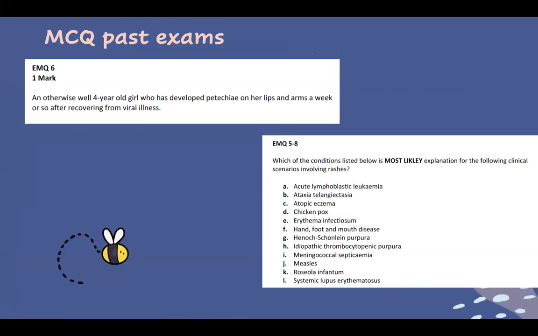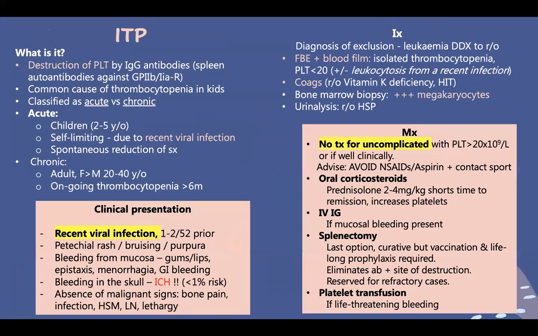So an otherwise well 4-year-old girl has petechiae on her lips, recovering from a viral illness. So this is ITP, very common. It's called idiopathic thrombocytopenic purpura because they don't really know what causes it. They speculate it's spleen autoantibodies against a specific group, but they don't actually know which autoantibodies cause it. So they've changed the name from immune to idiopathic. It's one of the common causes of thrombocytopenia. Second most common is this, no, sorry, that's Kawasaki. Sorry. Okay. Acute, so it happens in children. There are two different subtypes, acute and chronic. The one you have to remember is the acute one.